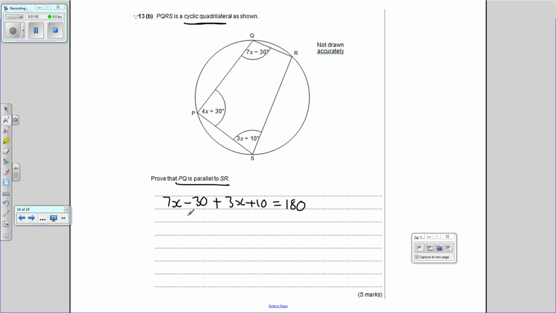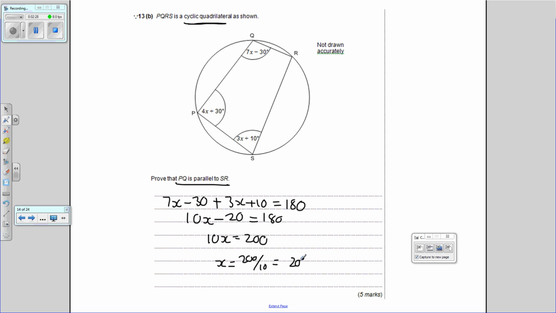7x plus 3x, that's 10x. Minus 30, add 10 is minus 20. And that's equal to 180. Now that's a really similar situation to what we had at the beginning of the paper somewhere. Work out what x is. Even though you might think it's got nothing to do with this, it will be getting some marks. 10x is 200 because we'll add 20 on. So x is 200 divided by 10. So x equals 20 degrees.